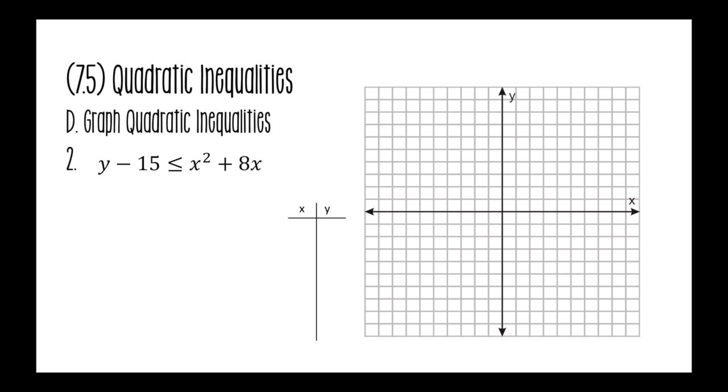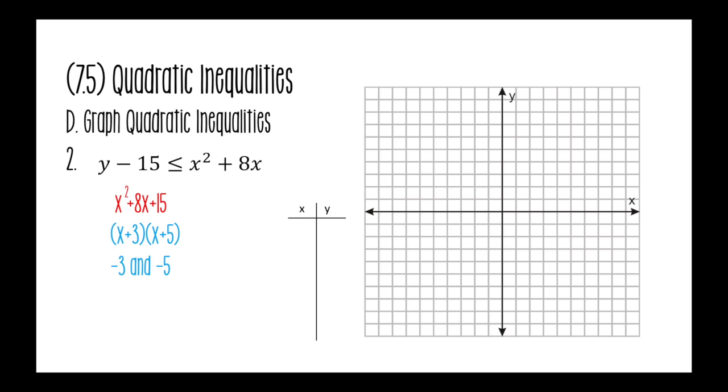So this would be a good time to pause the video and try number 2. Now for number 2, we want to start by solving for y. Once again, I add the 15 over. I've got x squared plus 8x plus 15. From there, I'll go ahead and factor that, which gives me x plus 3 times x plus 5.